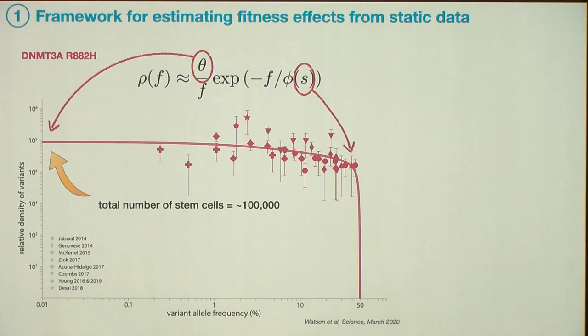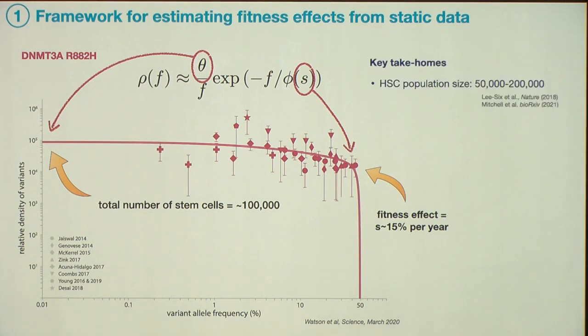The other important feature is that the number of variants you see as a function of frequency begins to fall off as you go higher and higher in frequency. And the position at which it begins to fall off tells you something about the growth advantage conferred by that mutation. Okay, so you can also read this off, and in this case, this particular mutation we inferred to have a fitness advantage of about 15% per year. So the key take-home from this is that you can begin to put numbers on some of these key parameters that drive somatic evolution in these tissues.